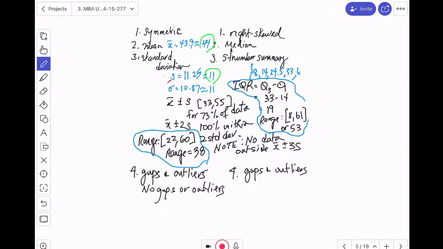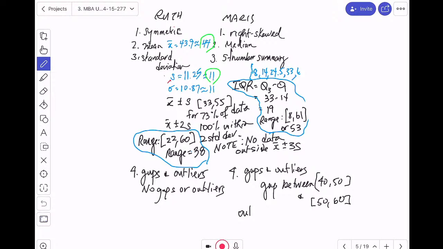And for Maris, there are gaps. In the 40s and the 50s. And for outliers, let's check. Remember how to check for outliers. The main question is, is 61 an outlier?